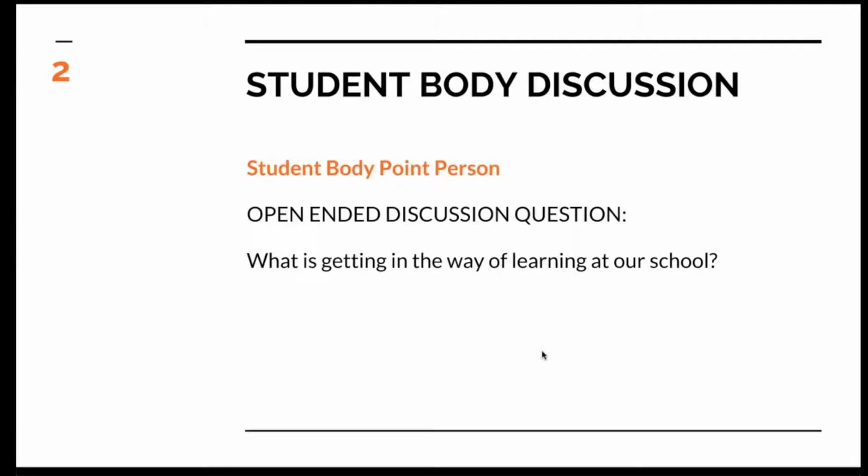And the first thing we move on to is the student body discussion. This is going to be an open-ended discussion question. We're going to ask students, what is getting in the way of learning at our school? And this is one of the really important discussions to make sure you are including all students. This is the one where the kids that you most need to reach have a way of popping up and telling you things you really need to know.